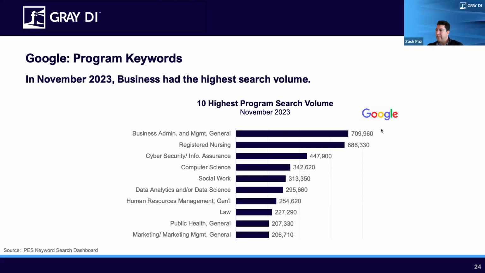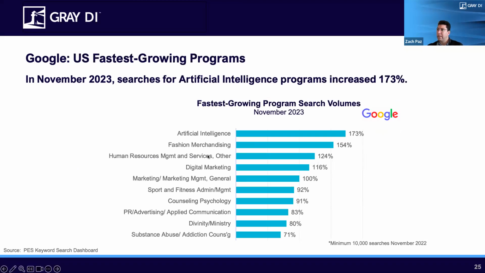And then here are the 10 highest program searches. Business administration, registered nursing, and cybersecurity were the top 3. And then we can also look at the fastest growing.